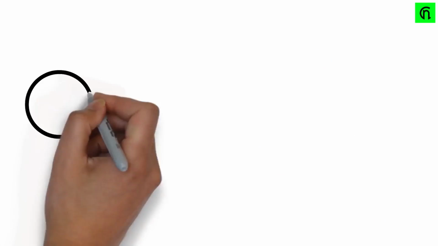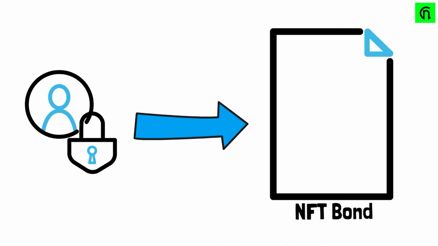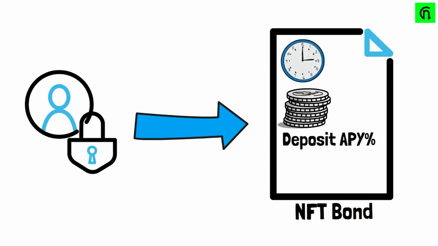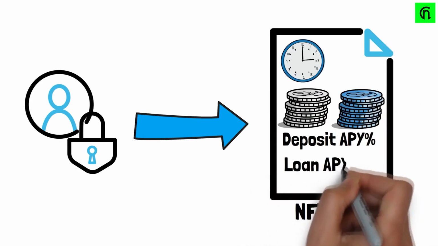If the user wants to take a loan, after their assets are borrowed successfully, a new borrow bond called an NFT bond is created by AADA. It stores deposit and loan details. NFT bonds include creation time, deposit amount and asset, the deposit APY that the user will get, the loan amount and asset, and the loan APY that the user will have to pay.